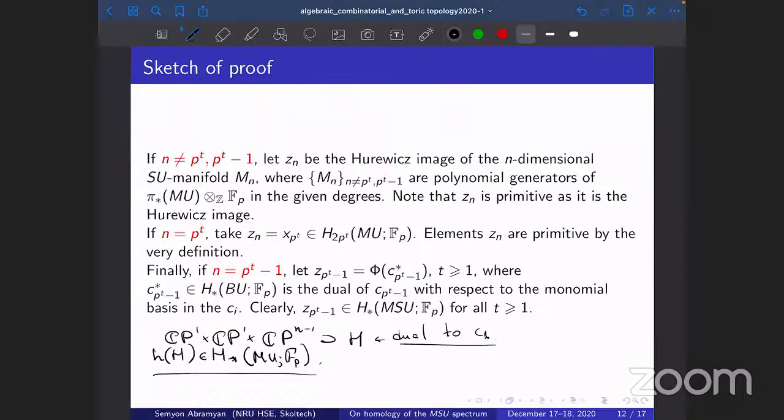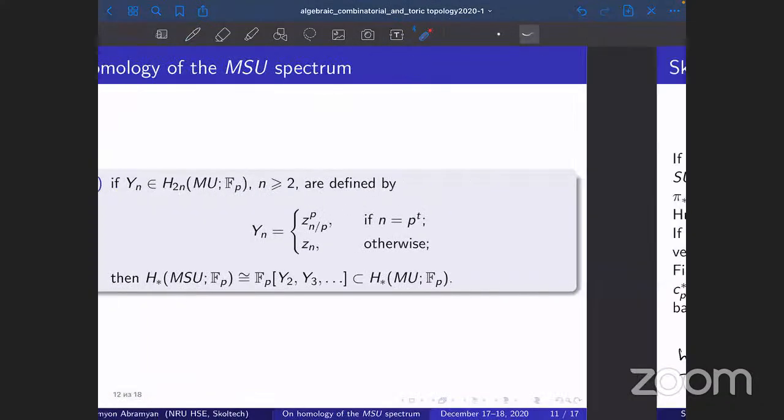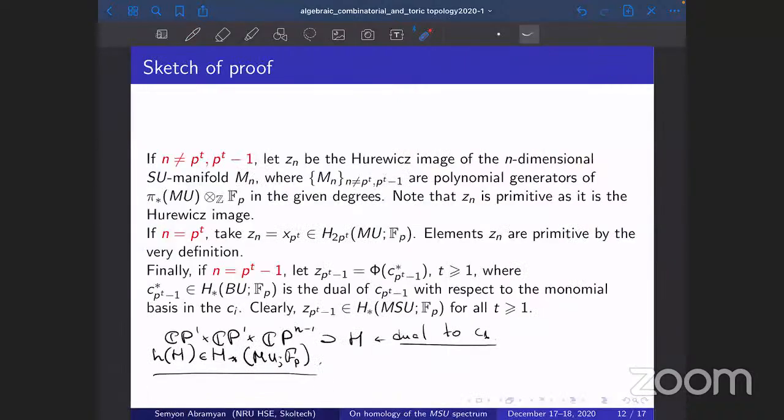Now if n is equal to p to the power t, we can take just x_{p^t}, which is these primitive elements. And finally, if n is equal to p to the power t minus 1, we can take the image under the Thom isomorphism of the dual to the Chern class, where dual is meant with respect to the monomial basis in the c_i's.